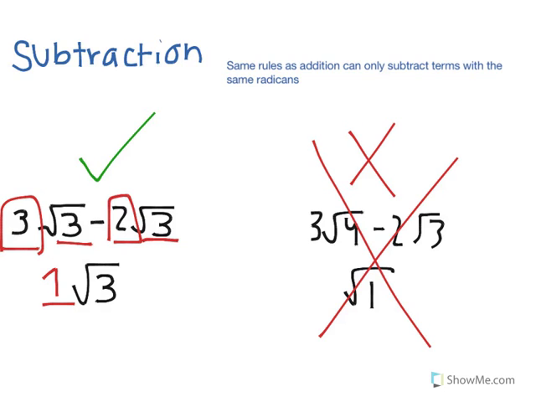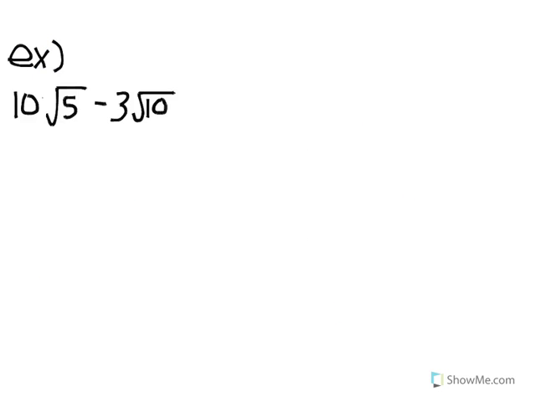And over here we have 3 square root of 4 minus 2 square root of 3. They do not have the same radicand, the number under the radical, so we cannot just subtract both the outside and the inside. This is a common misconception, but you cannot do this. That's why there's a bunch of X's right there. Okay, here's an example. We're going to do this one out.